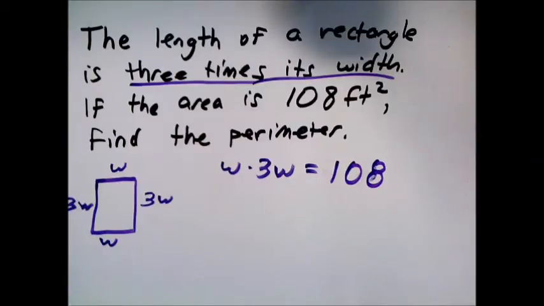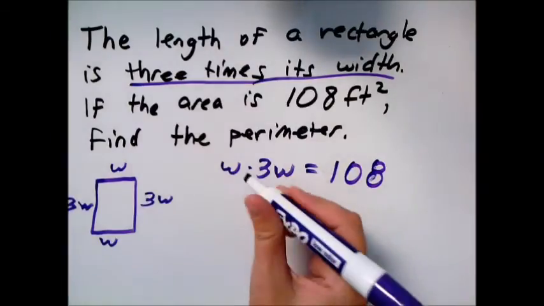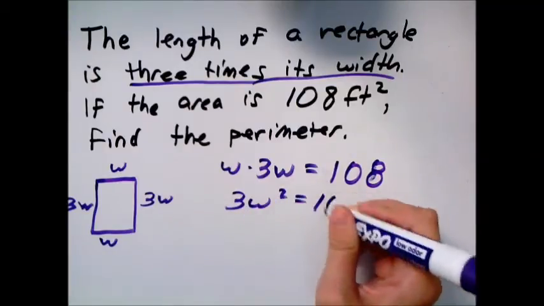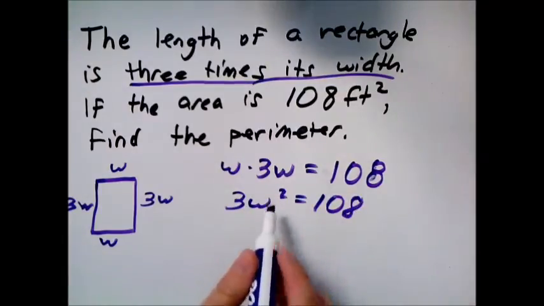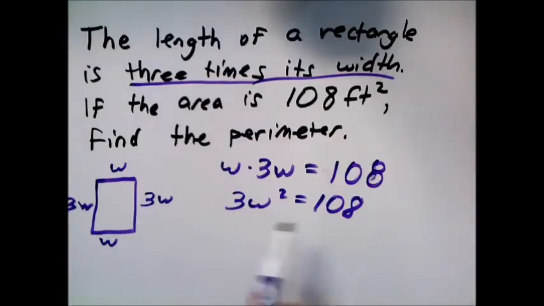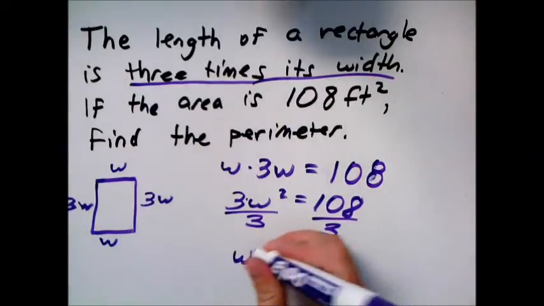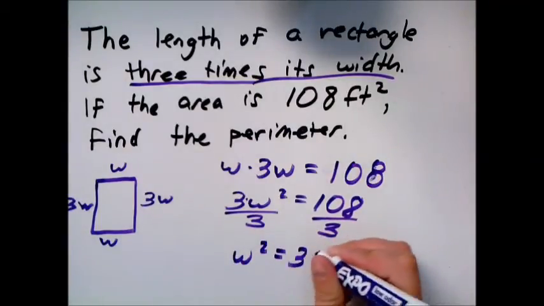Alright, so then what can we do to solve this? Well, W times 3W is 3W squared. And to get rid of a squared, I want to take the square root. Notice 3 isn't a number I can take the square root of, so maybe I want the squared by itself first. So divide both sides by 3, and I get W squared equals 36.